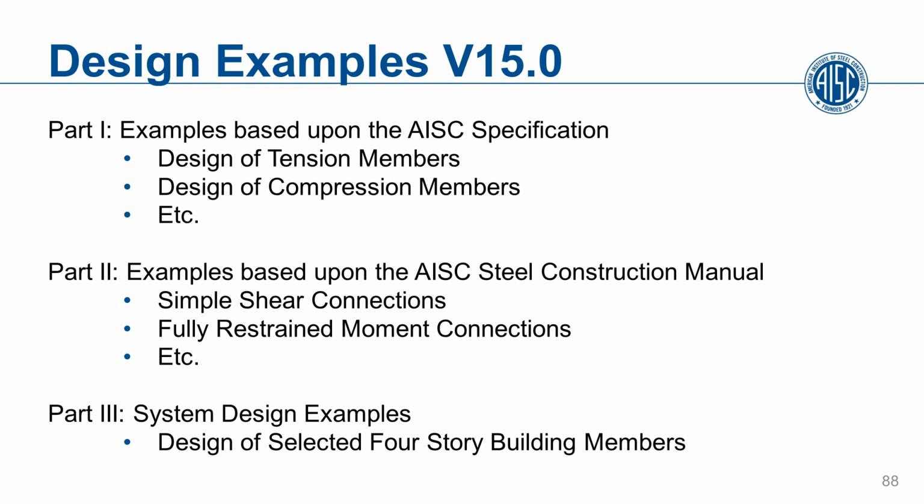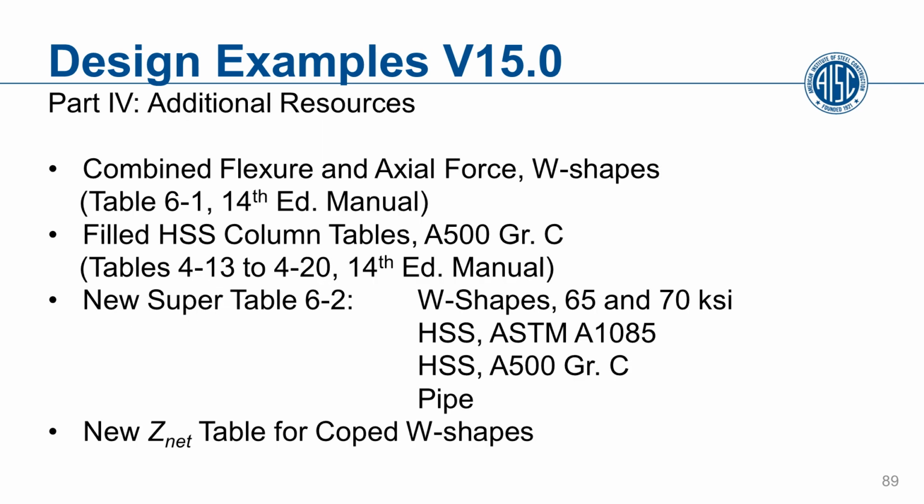Also, design examples, which are on the resource pages at AISC. These are not available for the 15th edition at this time, but will be available before the end of the year. Part 1 has design examples based on the AISC specification for things such as tension members and compression members. Part 2 has examples based upon the steel construction manual, which are simple shear connections, fully restrained moment connections, and so on. Part 3 has system design examples. That has a design method for selected 4-story building members. Part 4 has additional resources that you might find available.